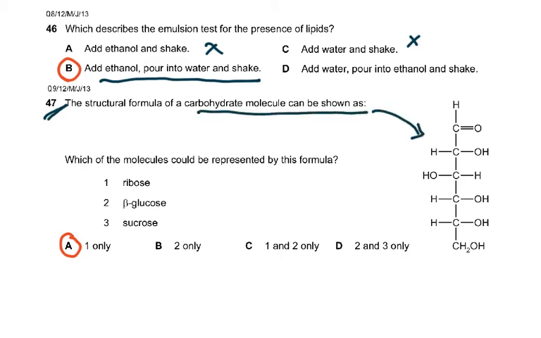Which of the molecules could be represented by the formula? Now, because this is a 1, 2, 3, 4, 5, 6 carbon, it cannot be ribose. And sucrose is a disaccharide, so it's one only.